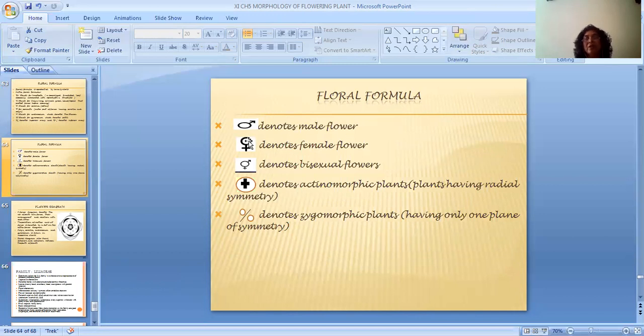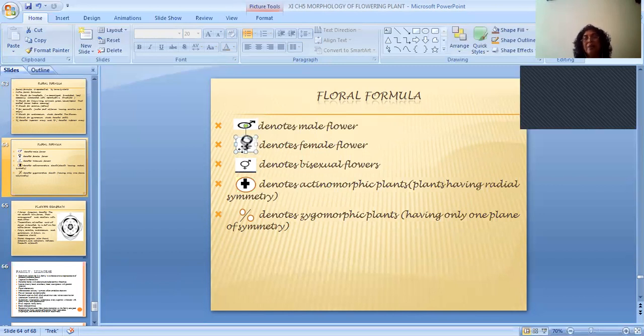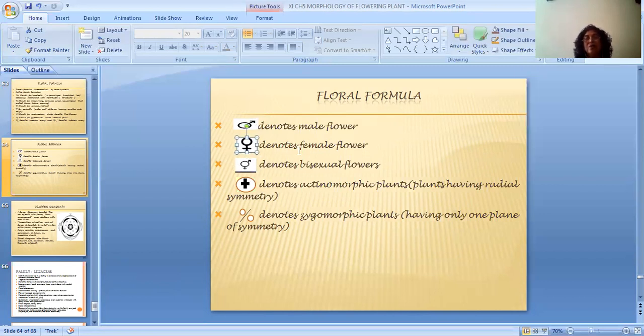In the floral formula, there are a few more symbols which we use. The first symbol, with a circle and an arrow, denotes the male flower. The circle and a plus sign below denotes a female flower. A bisexual flower is denoted with a circle and an arrow above and a plus down. In the same way, to denote the symmetry of the flower, if it is actinomorphic, then a plus sign within a circle, and if it is zygomorphic, we denote it with a percentage sign.